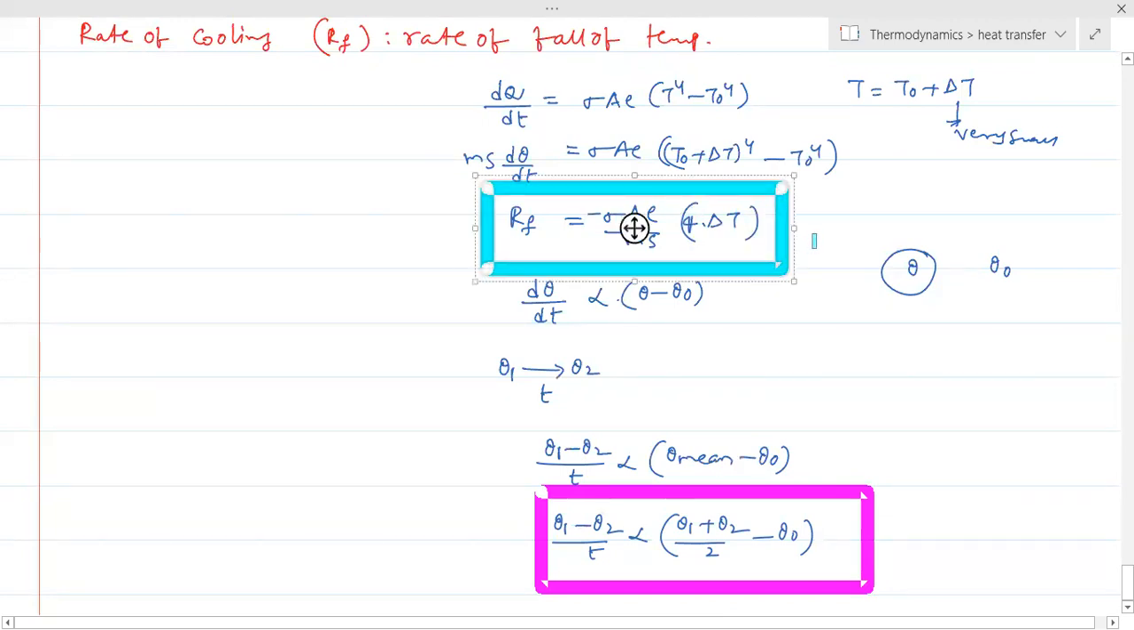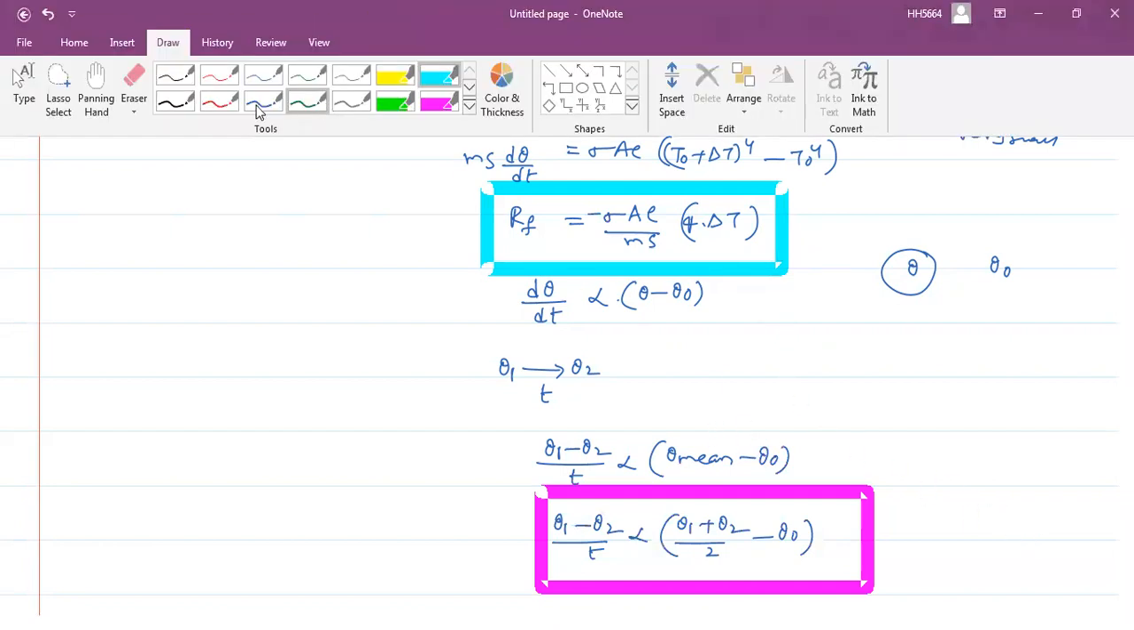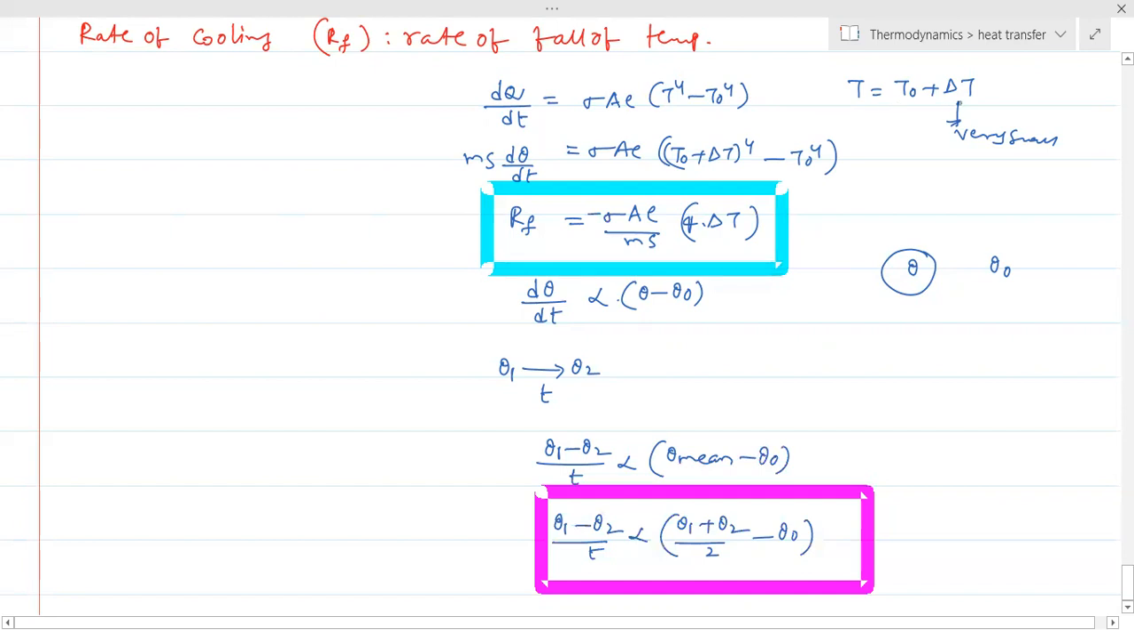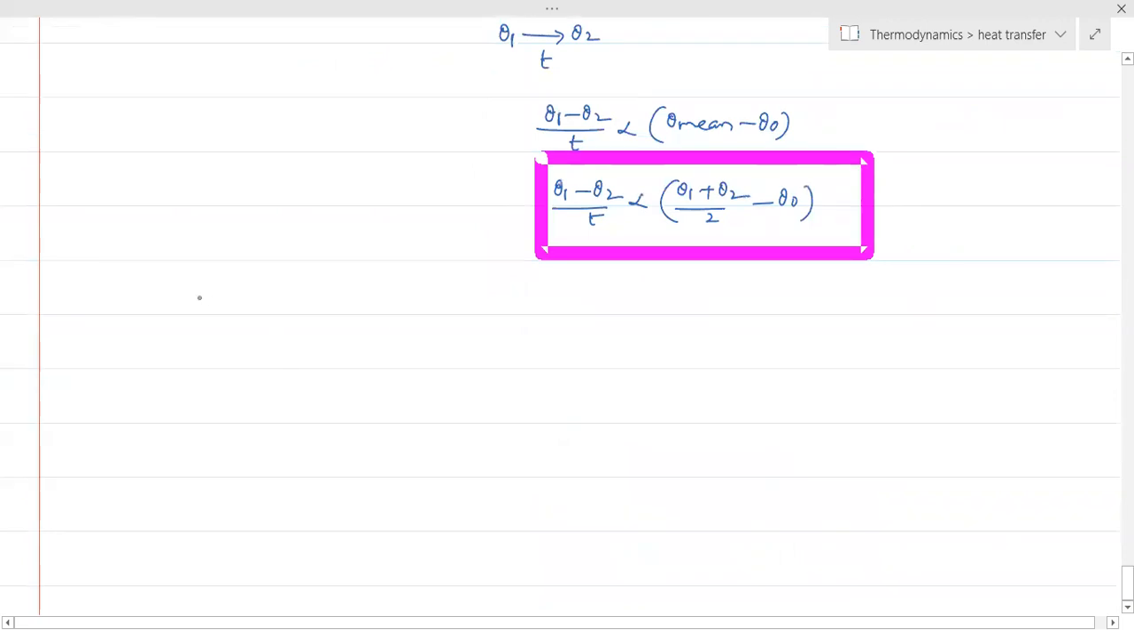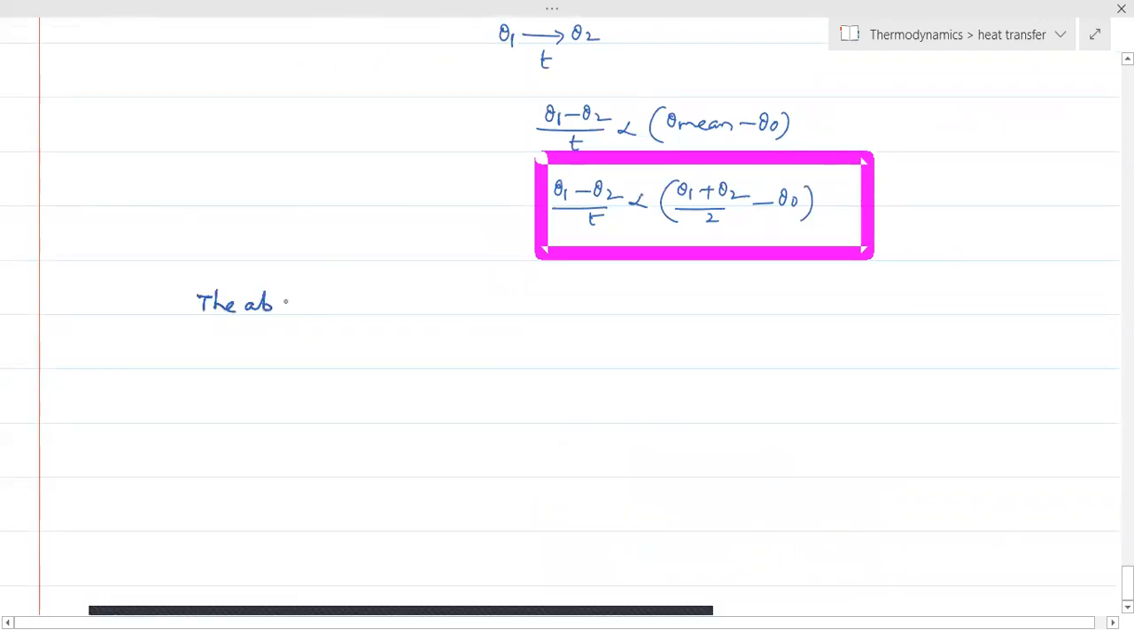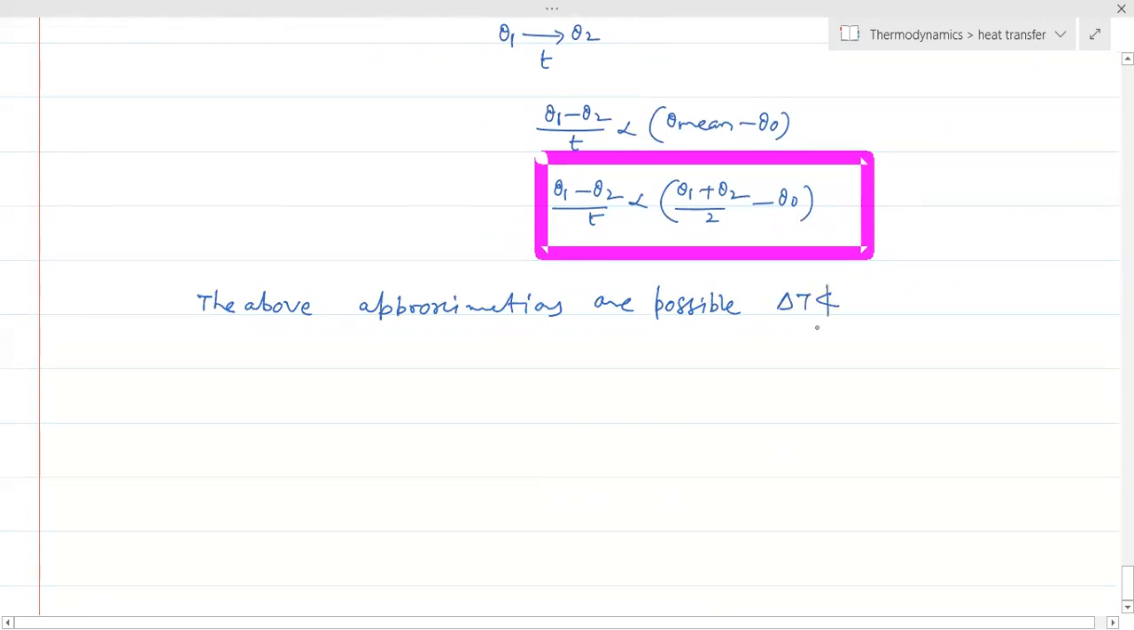Rate of fall of temperature is also very important, and you need to understand that. This is possible whenever delta T is very small. The above approximations are possible when delta T is less than 35 degrees.